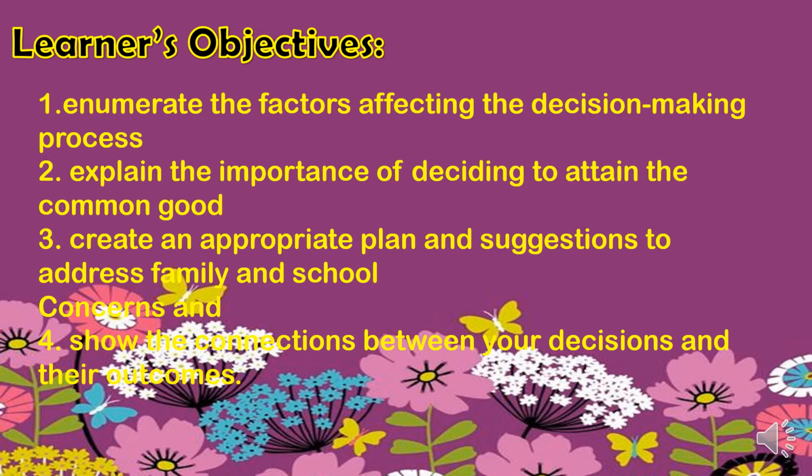At the end of the lesson, you are expected to: 1. Enumerate the factors affecting the decision-making process. 2. Explain the importance of deciding to attain the common good. 3. Create an appropriate plan and suggestions to address family and school concerns. And 4. Show the connections between your decisions and their outcomes.